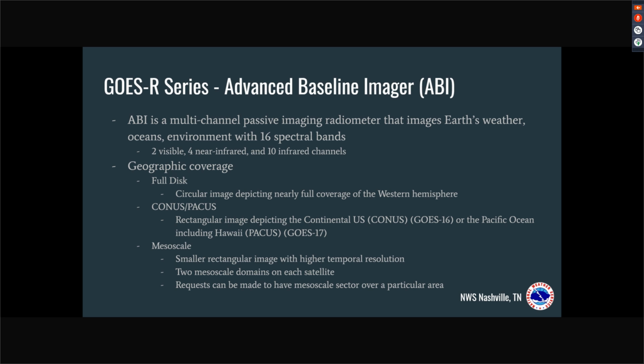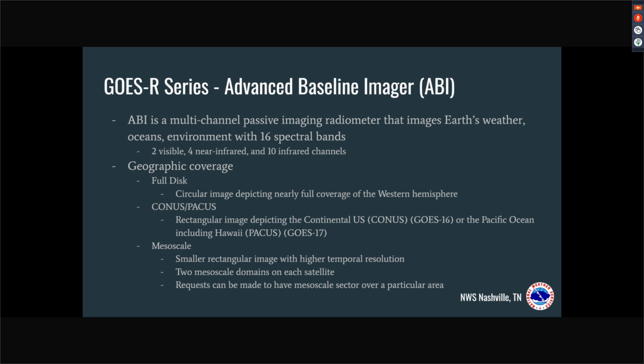spectral bands. By spectral bands, this goes back to that electromagnetic spectrum I was showing you earlier. All of these bands are located at different locations in the electromagnetic spectrum. Some of them are in the visible, some of them are in the near infrared, and then some of them are in the infrared. Each of these shows us something different about what's going on at Earth. For the geographic coverage, for the full disk, we'll get a circular image that's depicting nearly full coverage of the Western Hemisphere. So in GOES 16, we'll see a lot of the East Coast, and that actually even expands to the West Coast. But then on our GOES West, we'll see more of the Pacific Ocean.